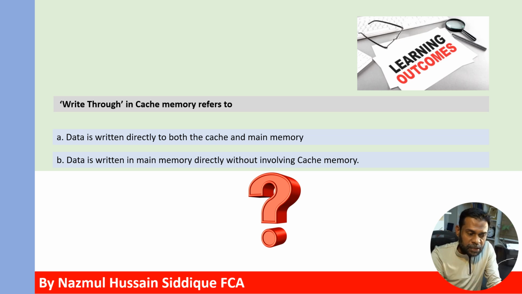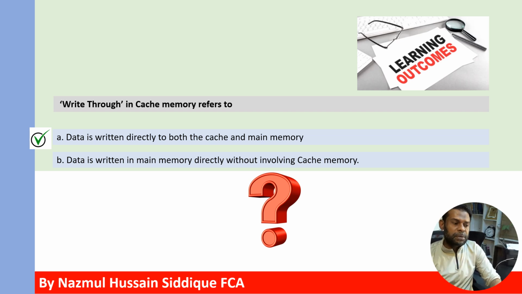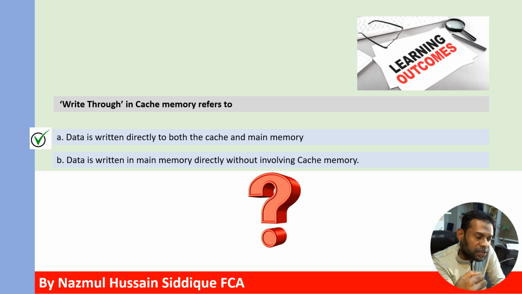Option A, data is written directly to both the cache and main memory. Option B, data is written in main memory directly without involving cache memory. The correct answer is A. Write-through in cache memory refers to data being written directly to both the cache and main memory.